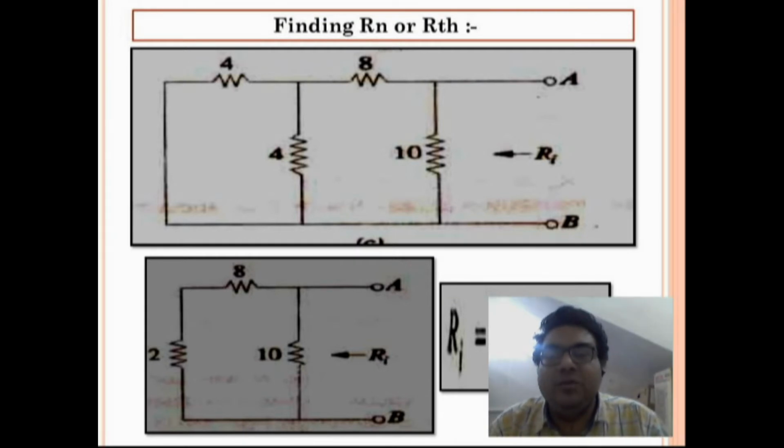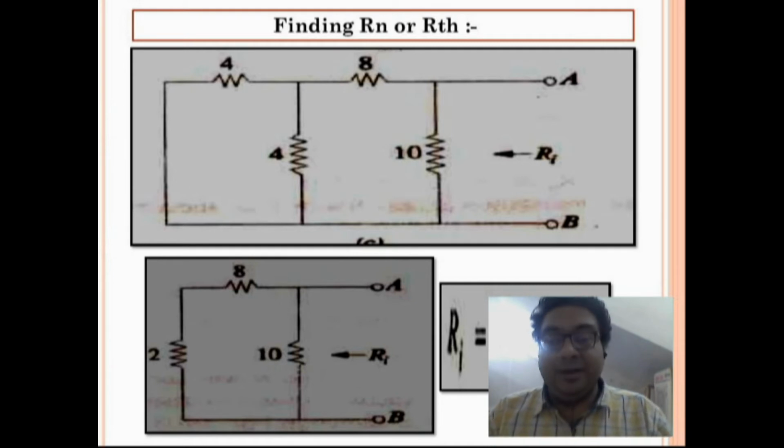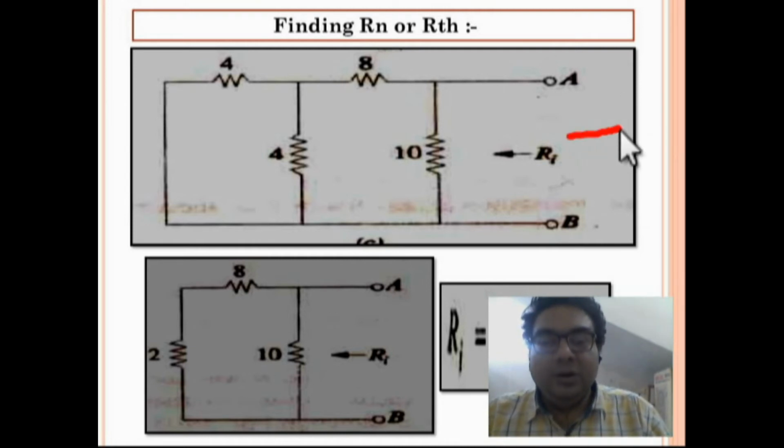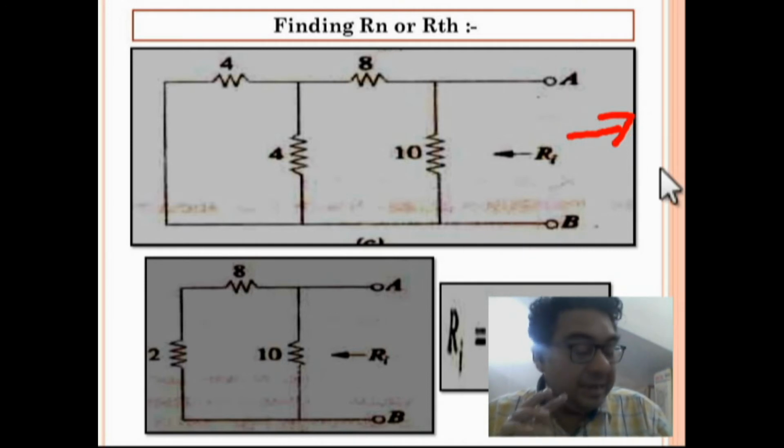Now you have to find out the value of R equivalent, that is Norton's equivalent, also called Thevenin's equivalent. तो आपको इसके लिए क्या करना है? You have to remove the load resistance from these terminals, okay, and do not connect any short circuit. Do not place a short circuit across this terminal.